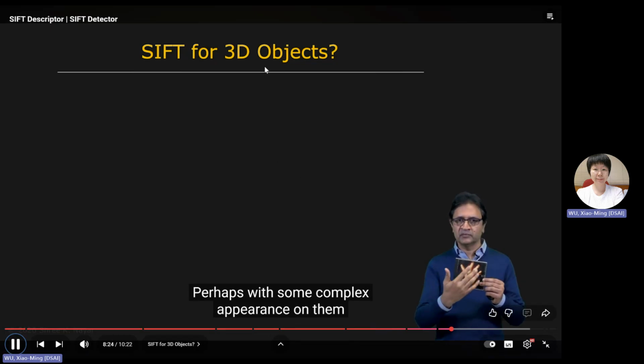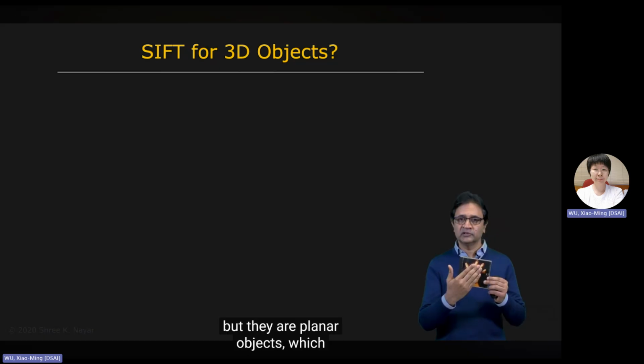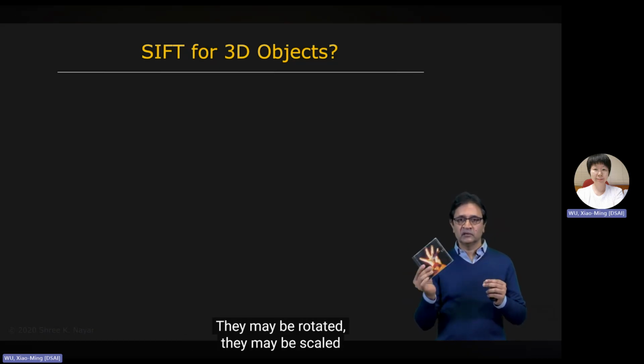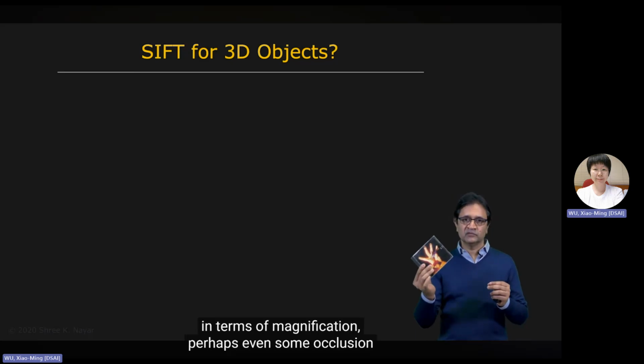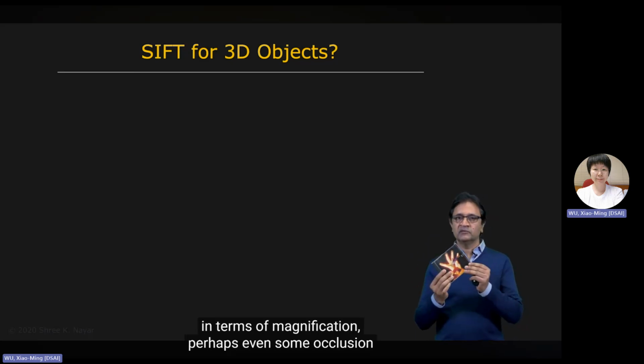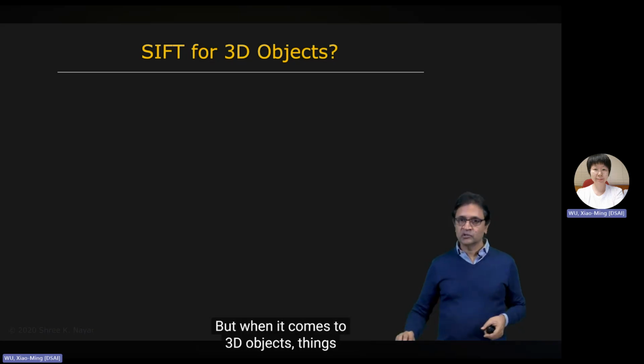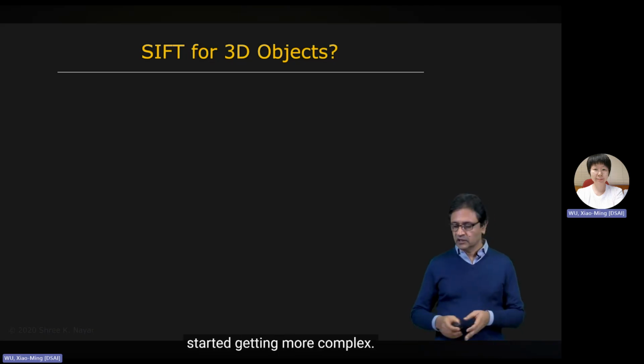Perhaps with some complex appearance on them, but they are planar objects which are moving around on a plane. They may be rotated, they may be scaled in terms of magnification, perhaps even some occlusion and differences in lighting. But when it comes to 3D objects, things start getting more complex.